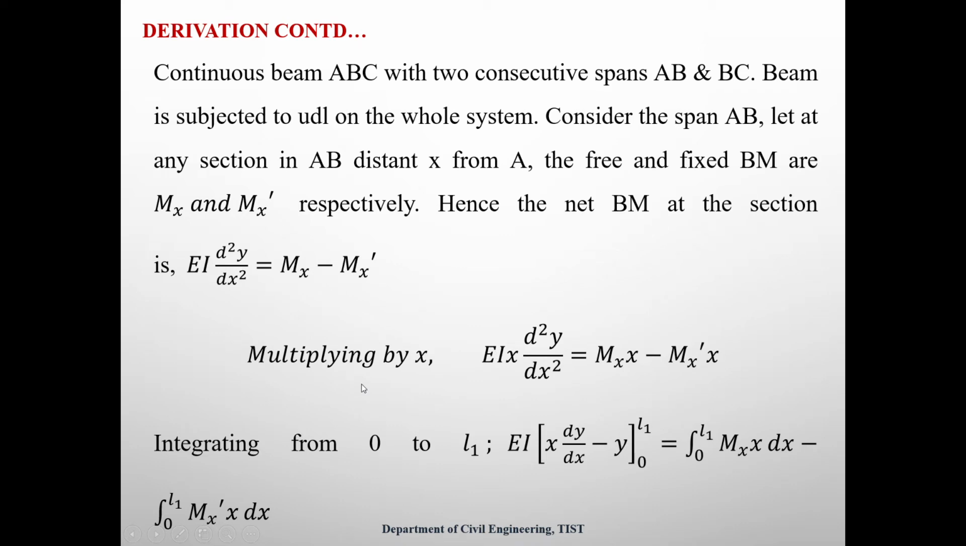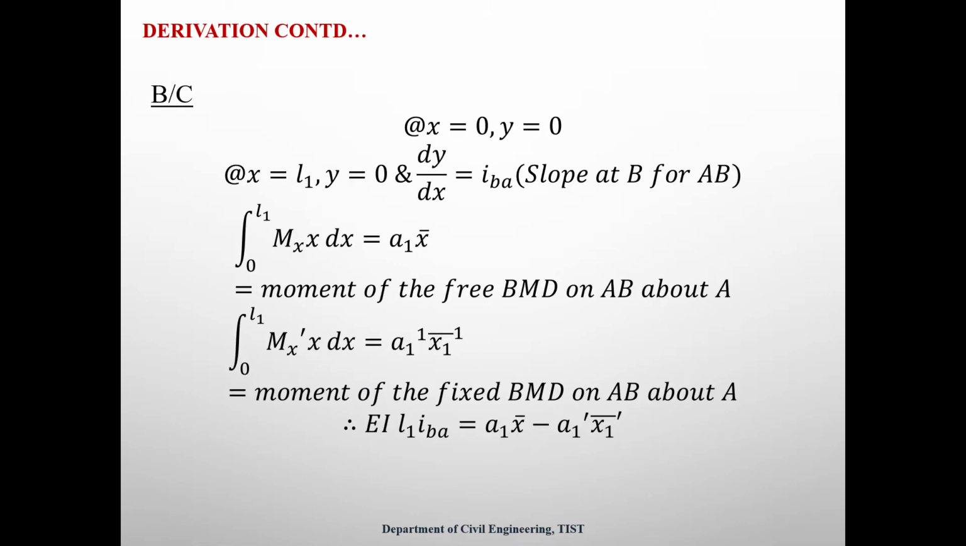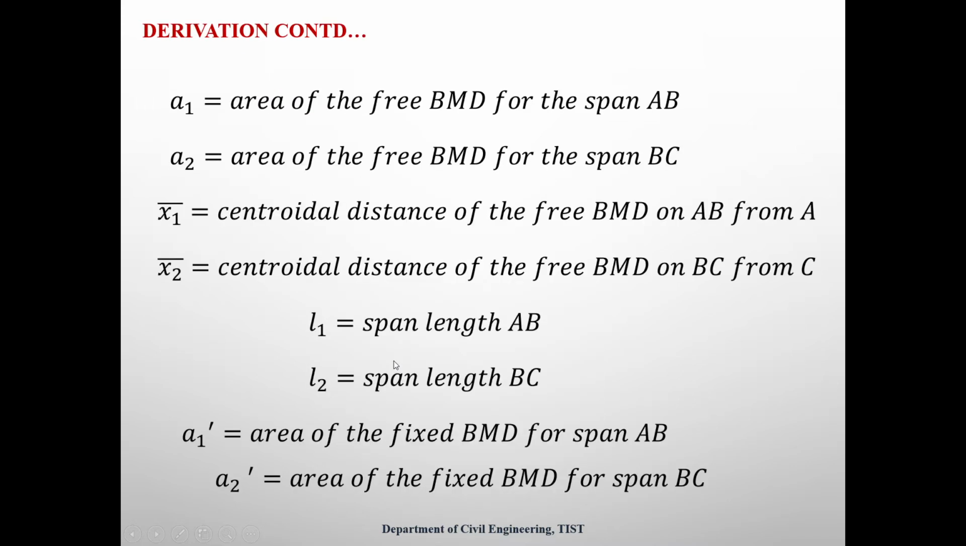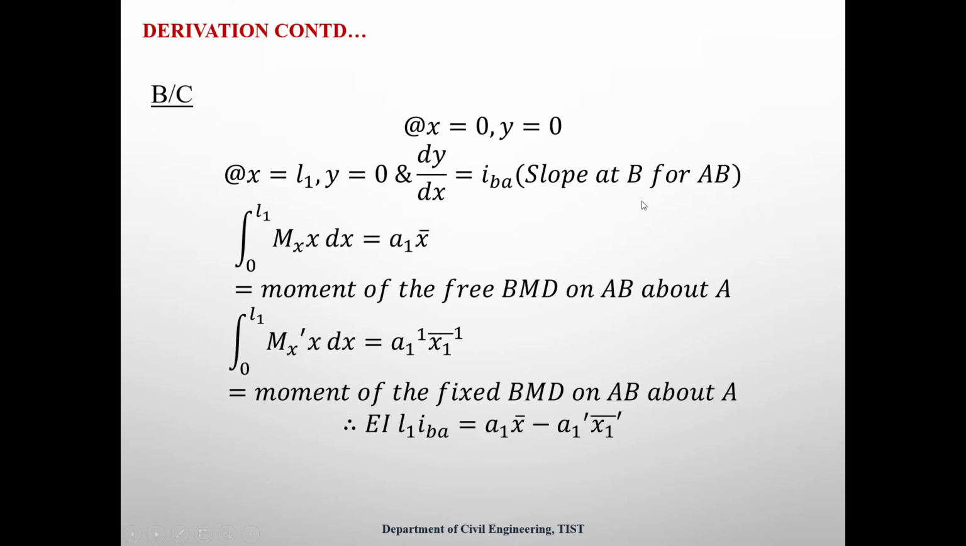Then applying the boundary conditions. At x is equal to 0, that means the support A, y is equal to 0. That is the first boundary condition. Then at x is equal to L1, the slope is equal to theta BA, where theta BA is the slope at B for the span AB. At x is equal to L1, the slope dy by dx is equal to theta BA and y is equal to 0 since it is the support B.